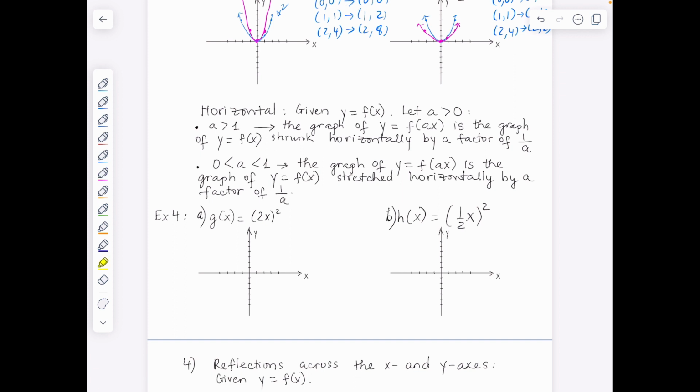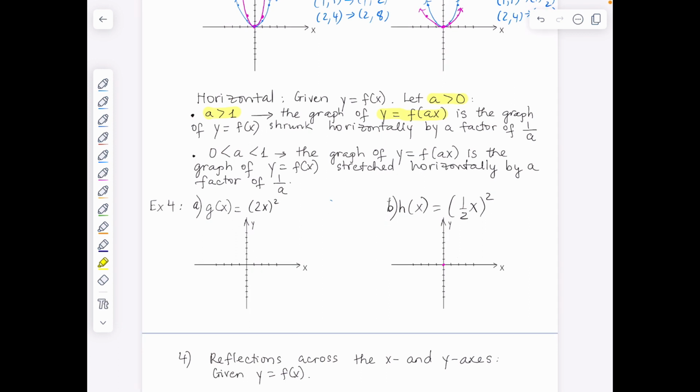Given y is equal to f of x, where a is greater than 0, again, when a is greater than 1, then the graph of y is equal to f of a times x. This time you can see that x is the one being multiplied by a, not the whole function f anymore. So this is the graph of y is equal to f of x shrunk horizontally by a factor of 1 over a.